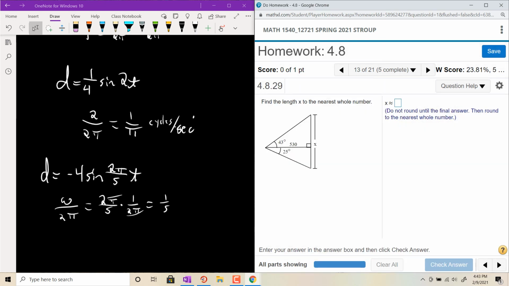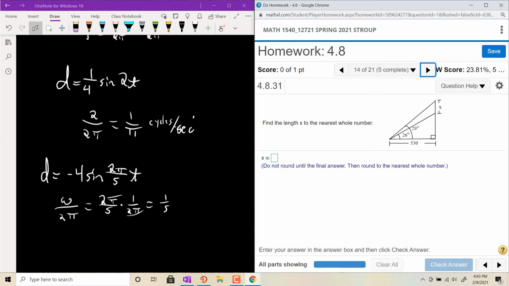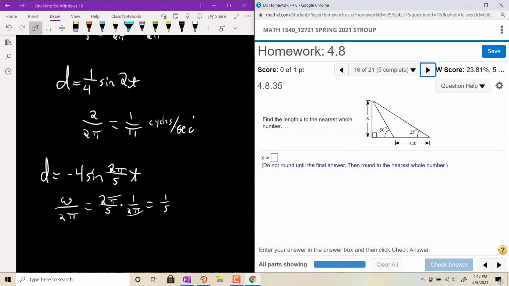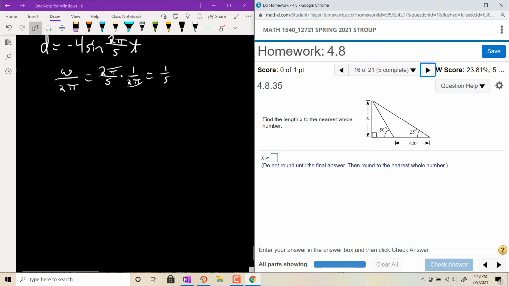Oh, this is a double triangle problem. Leave that one. I did one just like that in the lecture. It's another double triangle problem. Again, I think my lecture kind of handles that. I think this one was harder for some reason. Let's take a look at this one.